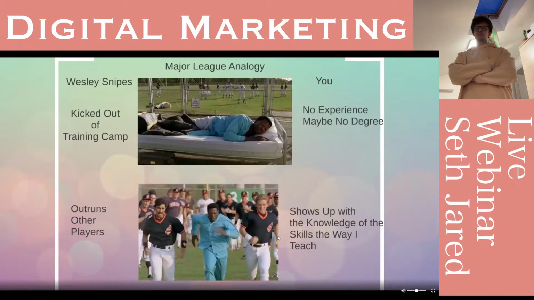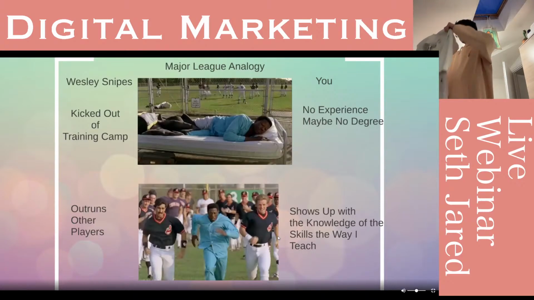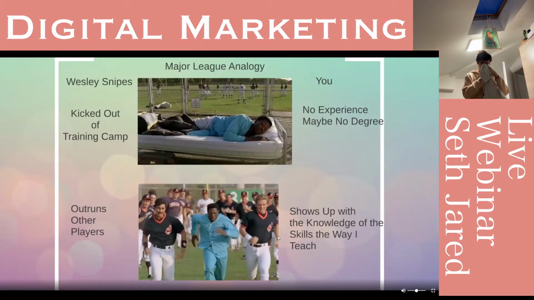But what does he do? He comes back into the camp and he outruns the other players. These two guys are sprinting on the right, and he's so fast that he actually comes up behind them and beats them. And then when the coaches see that, they say, get that guy a uniform. This is what it's like when you show up with the knowledge I teach, the knowledge and the skills the way I teach. You're able to really impress people with your knowledge. They don't care about your experience or your degree.